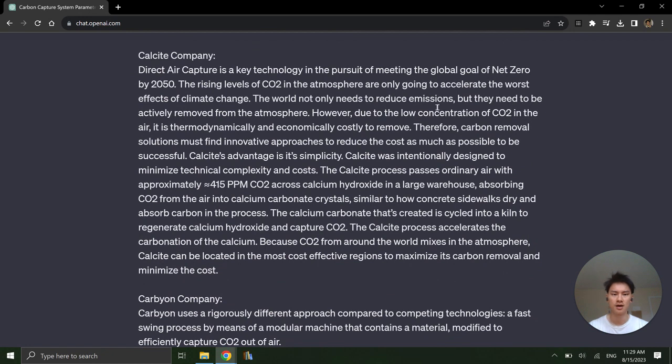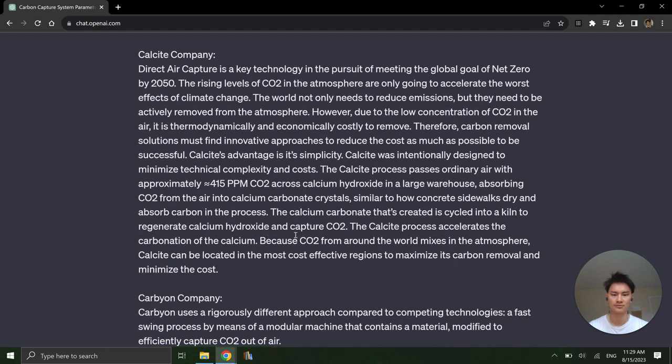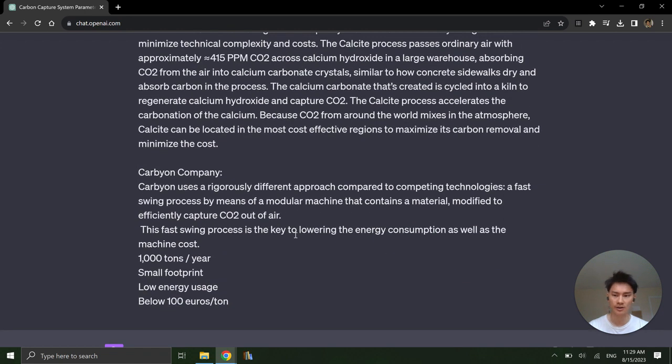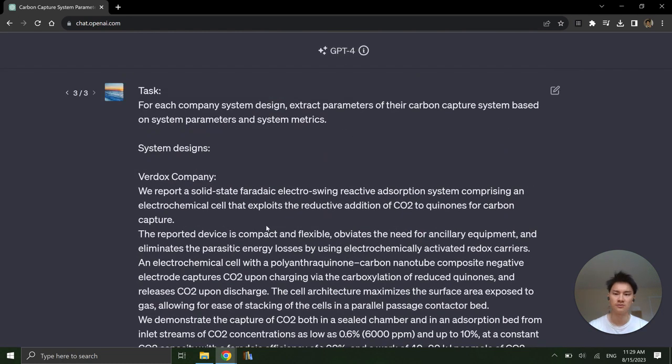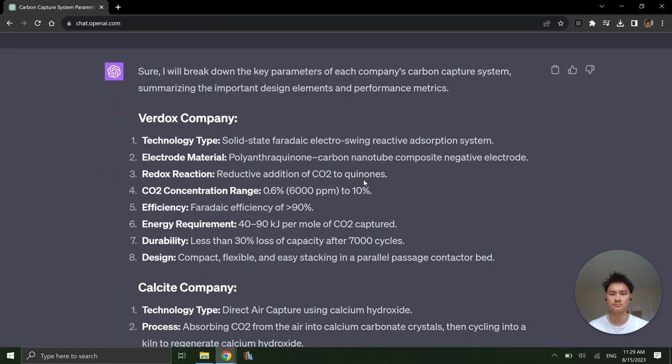I think they use calcium hydroxide to capture, which is also how Carbon Engineering works. And then Carbon, they didn't provide that much information, so I wanted to see what would happen if ChatGPT tried extracting parameters from very little information, but still valuable information. And so I asked it to extract parameters based on system parameters and system metrics.